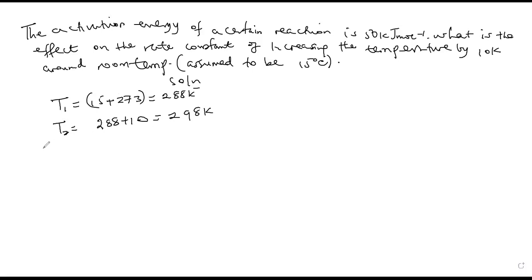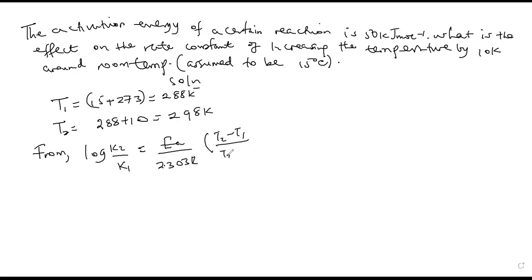Now, after getting all this, from the formula log K2 over K1 is equal to activation energy out of 2.303 R, times T2 minus T1 over T2 T1.